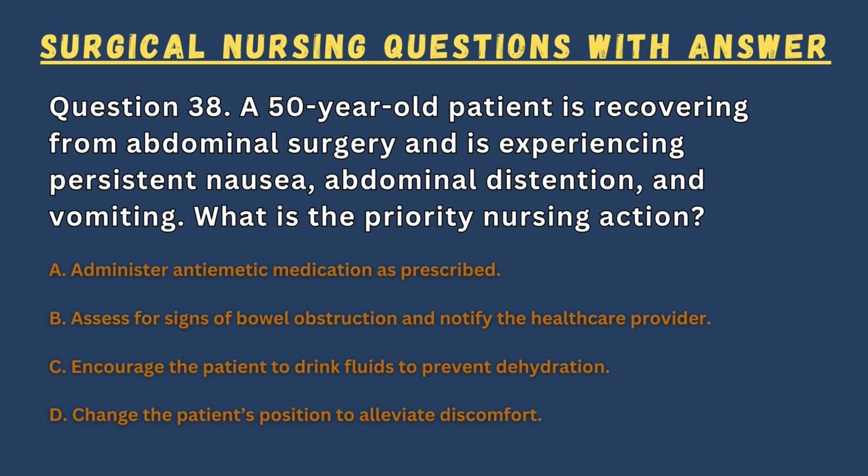Question 38. A 50-year-old patient is recovering from abdominal surgery and is experiencing persistent nausea, abdominal distension, and vomiting. What is the priority nursing action? A. Administer antiemetic medication as prescribed. B. Assess for signs of bowel obstruction and notify the healthcare provider. C. Encourage the patient to drink fluids to prevent dehydration. D. Change the patient's position to alleviate discomfort.